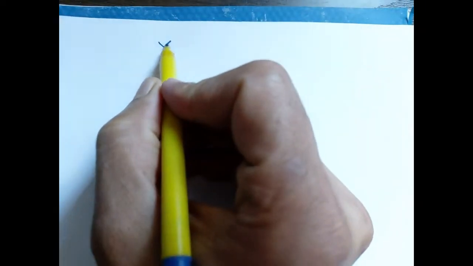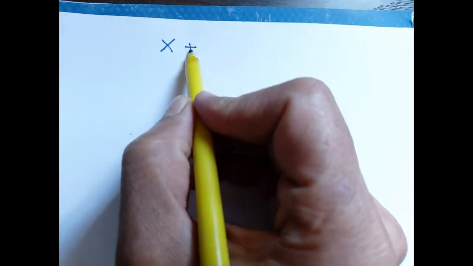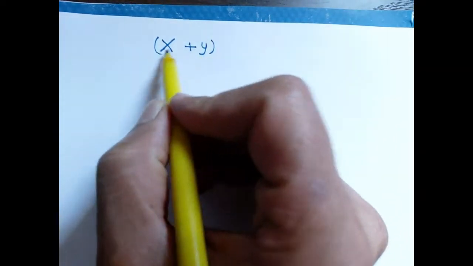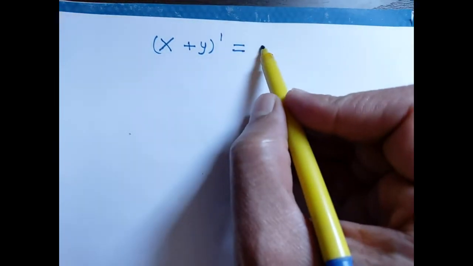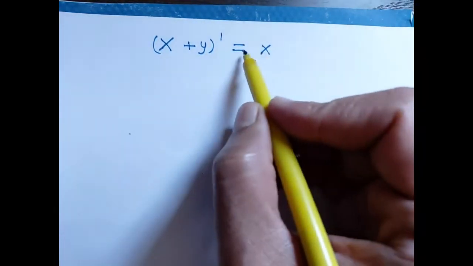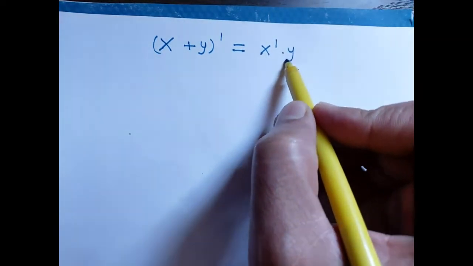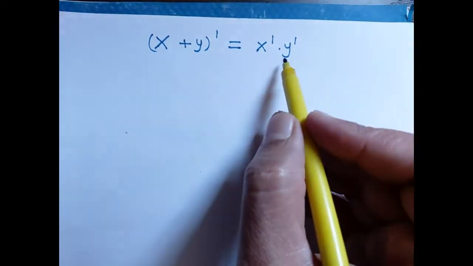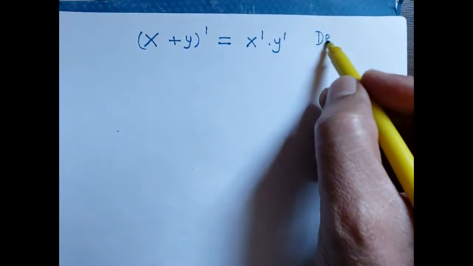What De Morgan states is that if we have a literal, then we OR it with another literal, then complement it, it will be equal to the complement of this literal ANDed with the complement of the other literal. This is the first statement, De Morgan's statement.